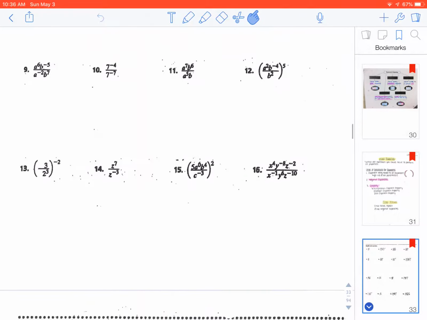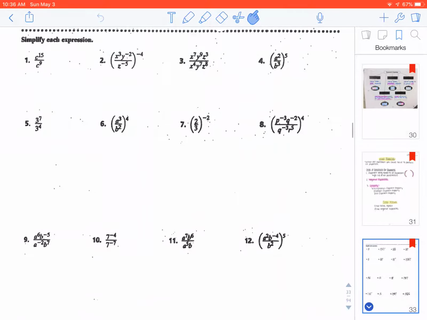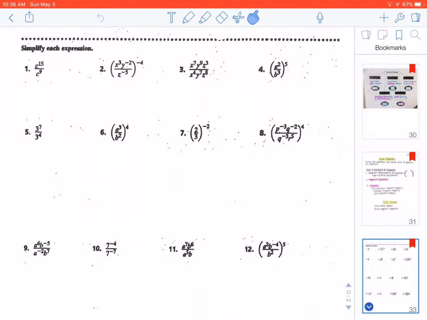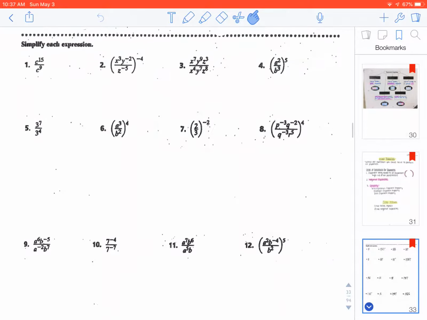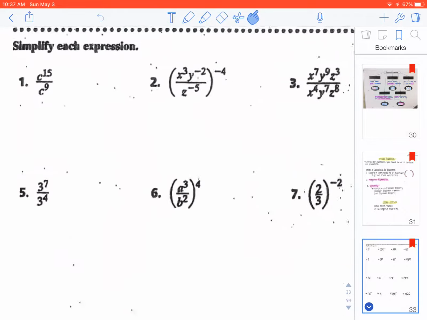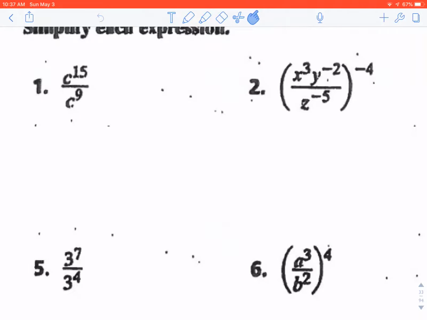Okay, so the last part of your notes, you should have 16 problems. I'm probably going to jump around a little bit, but these are all good examples of when we do have all the properties combined, what we need to do. Okay? All right, so let's start with a couple easy ones, and then I'll start skipping around.